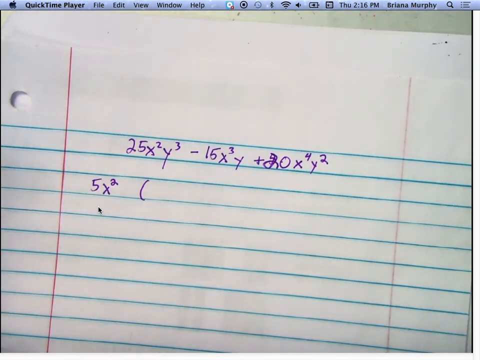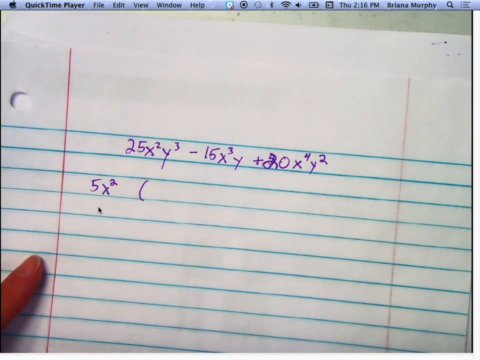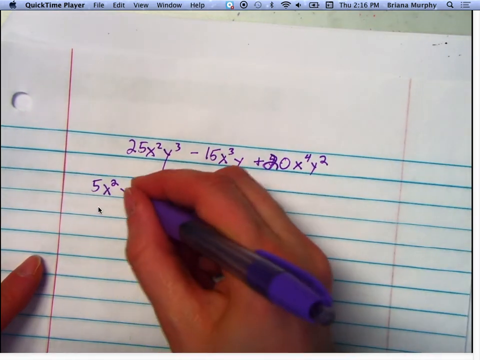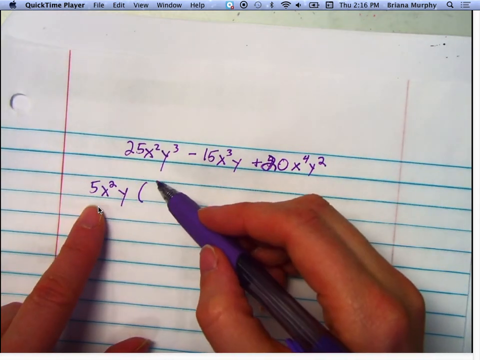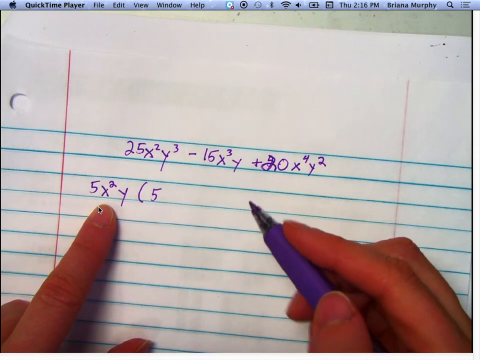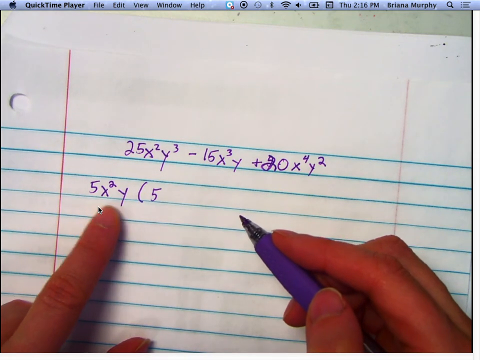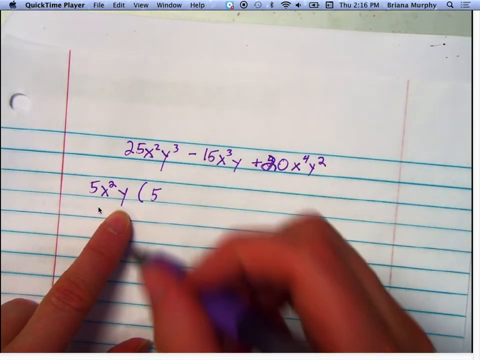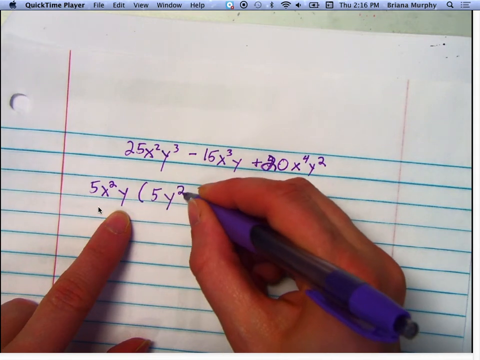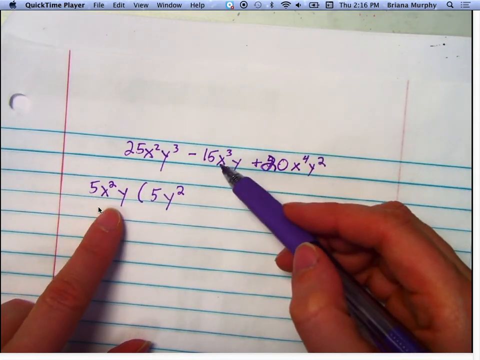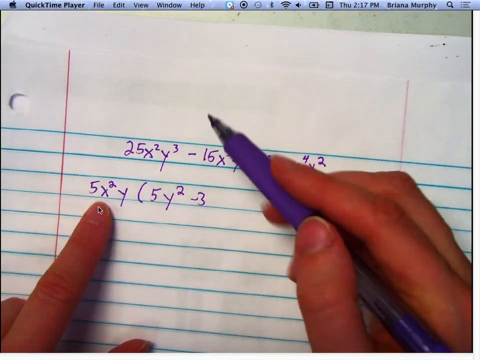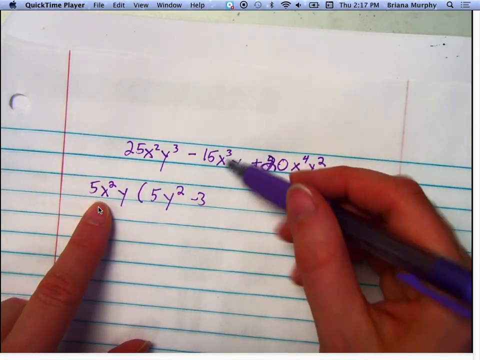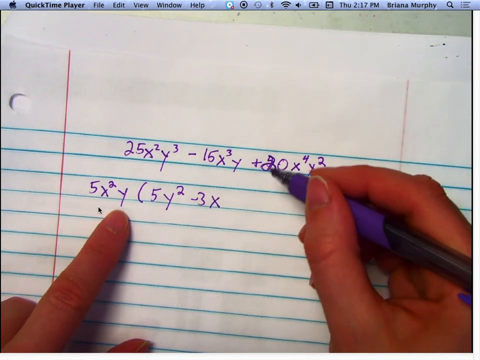What's the smallest y I can take out? Look again. Y to the first. 5 times what gives me 25? 5. Do I need an x there? Y times what gives me y to the third? Y squared. Good. 5 times what gives me negative 15? X squared times what gives me x to the third? Do I need a y?